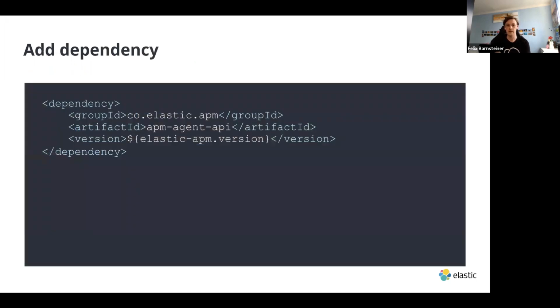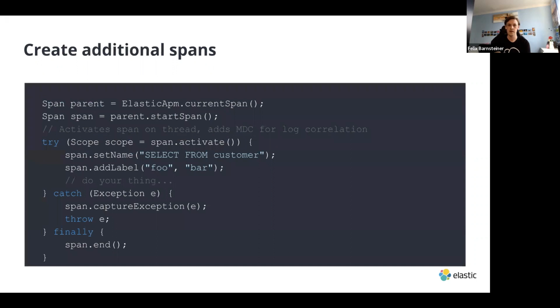So how you do that is you add a dependency to your application, to the APM Agent API module. And this is how it looks in code. You can create the current span and create a child span of that. And then you have to activate it, which means it puts it on the current thread and also helps with log correlation. You can set a lot of details like the span name and labels, for example. You can capture any exceptions that could occur in your business logic. And finally, you have to end the span. What's really important as well is that the scope is closed, because otherwise you can leak the scope into other threads. So lots of things here you have to remember.